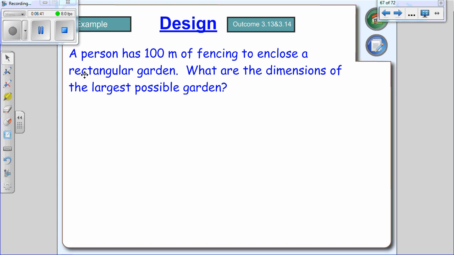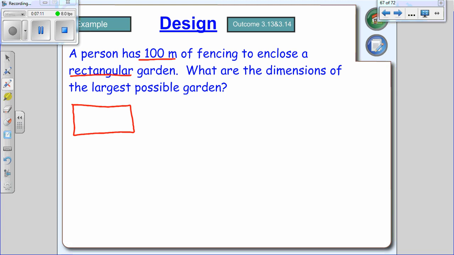So this question says, a person has 100 meters of fencing to enclose a rectangular garden. What are the dimensions of the largest possible garden? I read it once, then I'm going to try to draw some info out of it. They have a garden, it's rectangular. They have 100 meters of fencing. That's telling you something.